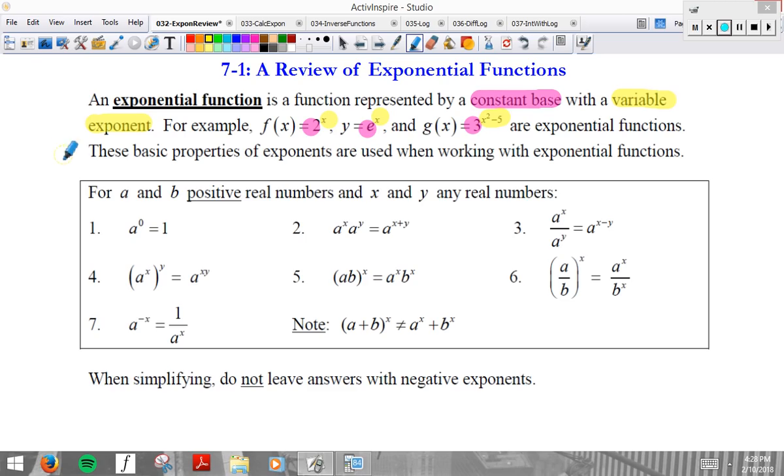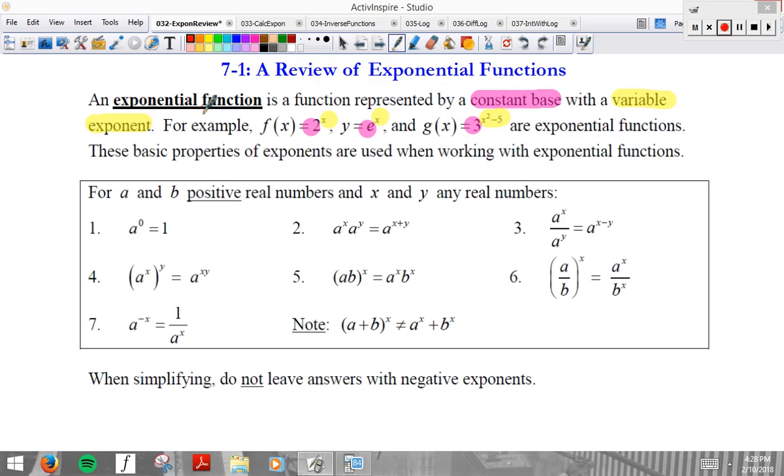So, these basic properties of exponents will be used when working with exponential functions. Anything to the 0 power is 1. When we multiply the same base, you can add the powers. Dividing the same base, you can subtract the powers, not divide the powers. Power to a power, you can multiply the powers. You can distribute powers over multiplication. You can distribute powers over division.